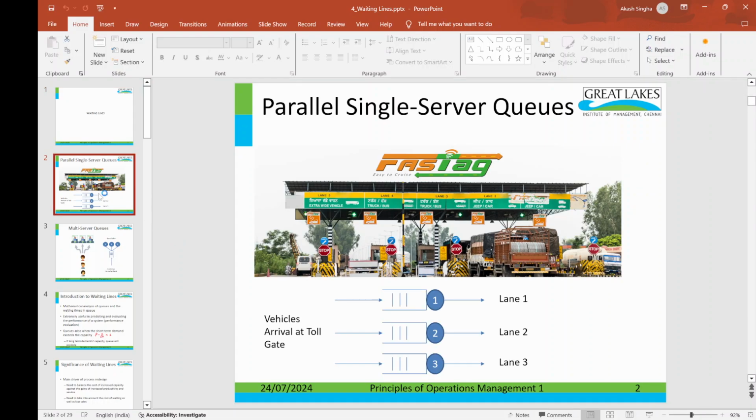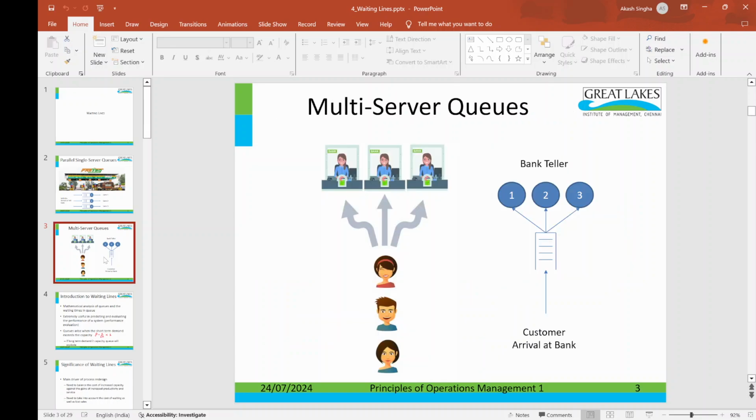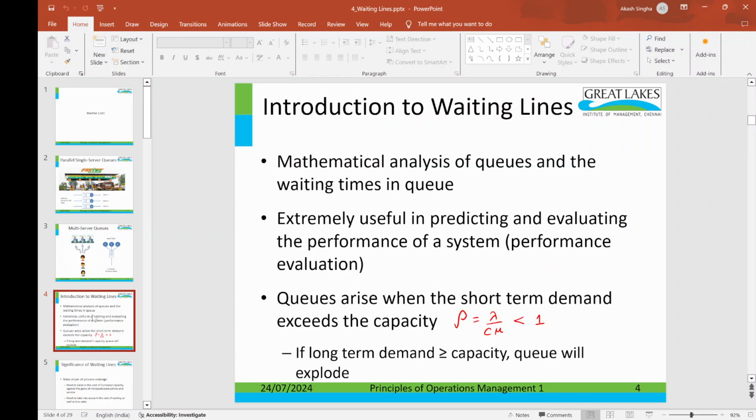Waiting lines, theory. In waiting lines, this is something good. Rho is utilization, which equals lambda by mu for a single server, and C is the number of servers. And it is less than one. It should be, I guess.